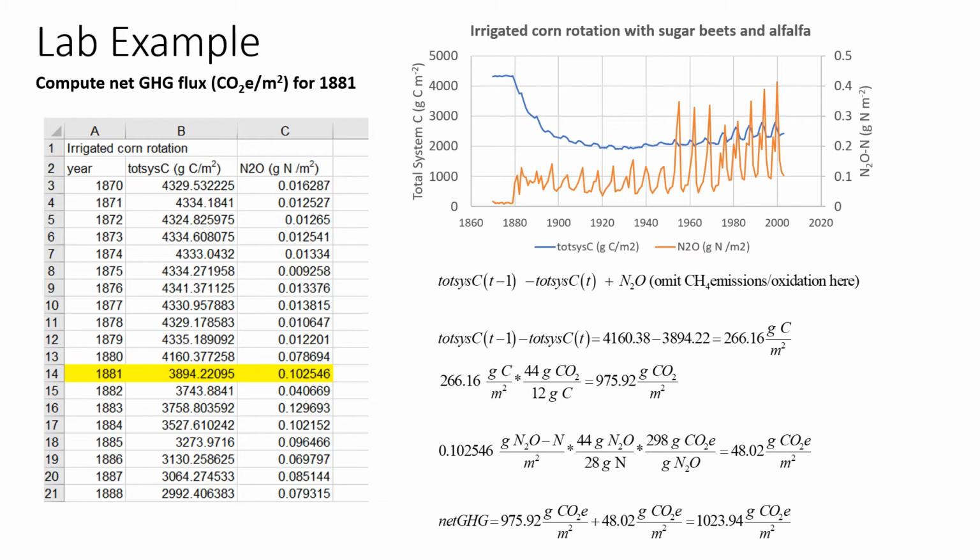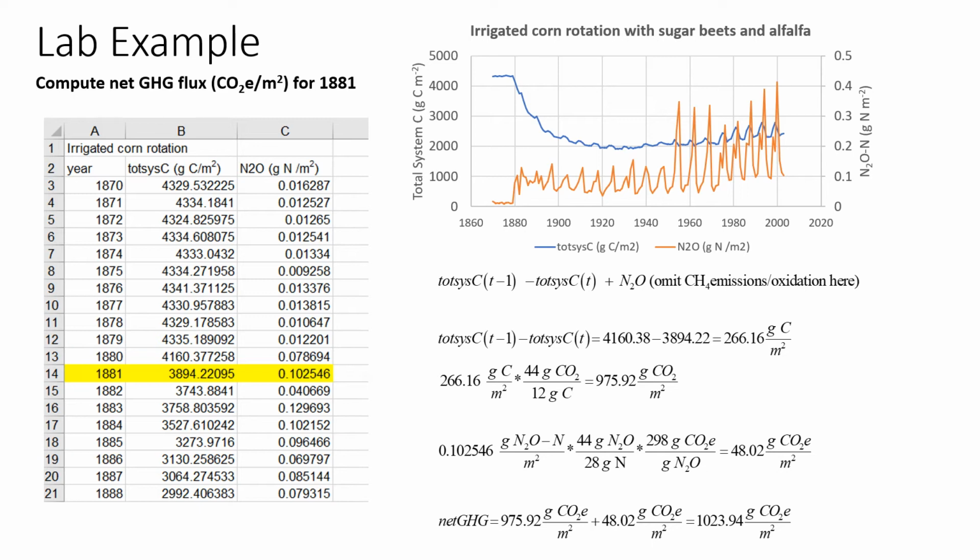And so for the change in system carbon, that would be 4,160 grams of carbon in the ecosystem in 1980 minus 3,894 in 1981 to give a change of 266. So there was 266 grams of carbon per meter squared lost between these 2 years.